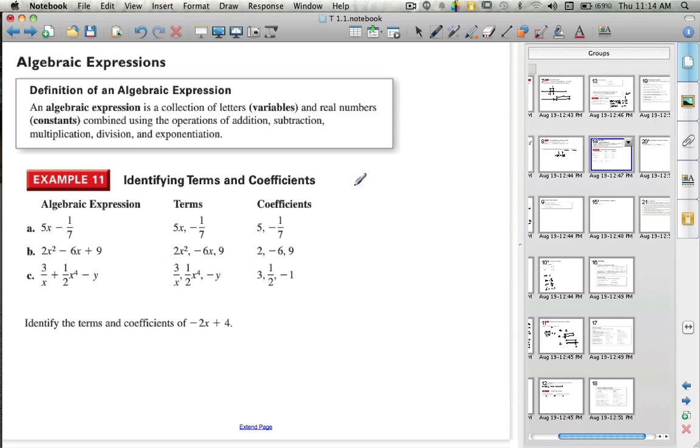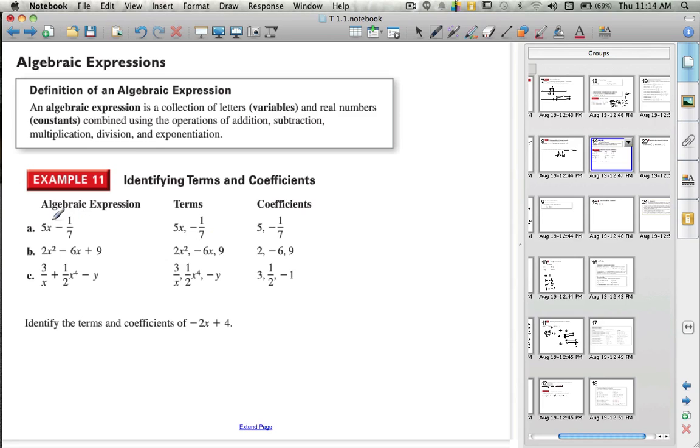When we start talking about algebraic expressions, which is sort of the first thing you normally work with in algebra, you should have handled these now for years. They're composed of different things, and it's really important to be really explicit about what they are. This algebraic expression has two terms. The terms are 5x and negative 1/7.